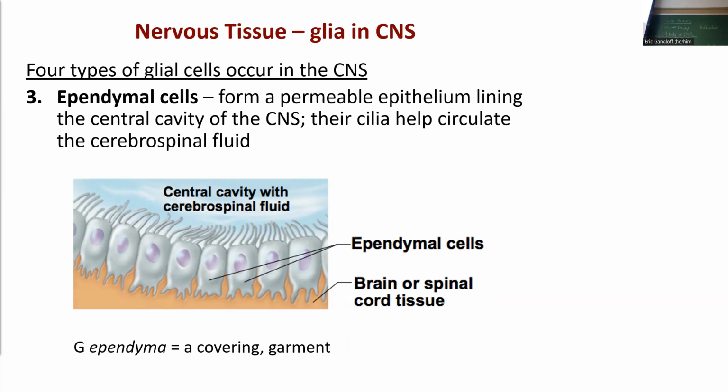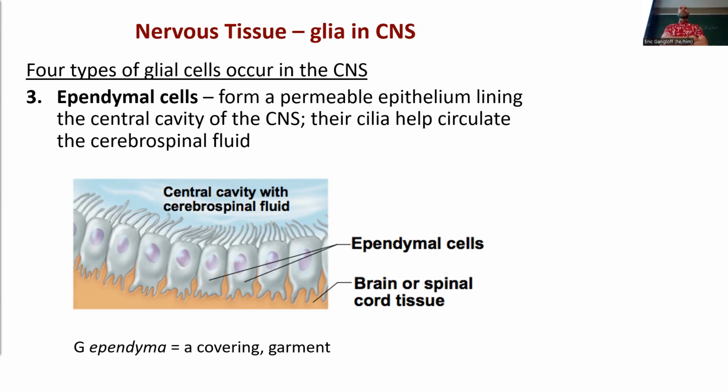Now, we haven't talked about the central cavity yet. We haven't talked about cerebrospinal fluid yet. We will in the coming weeks. Right now, just know that cerebrospinal fluid is this specialized fluid that basically encapsulates your central nervous system. So it's found around your brain and actually down the middle of your central nervous system, there's a canal called the central canal or central cavity. And these cells just keep that cerebrospinal fluid circulating.